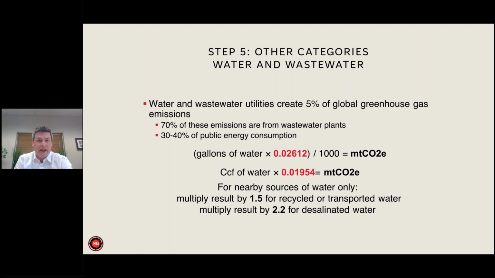I live by Lake Erie. I don't have to transport water very far to get to my house. However, if I lived in New York City, I'd have to multiply numbers in this equation by 1.5 because I'd be getting my water from 300 miles away on the New York City aqueduct. That's very important to keep in mind because that takes pumps and electricity to transport that water. Not as many because it's mostly gravitational in New York, but other places it takes a lot more electricity. And if you're desalinating water, you have to multiply it by 2.2. If I'm in Dubai and I don't have green power and I'm burning oil to desalinate water, that's a much larger carbon footprint than just pumping it out of Lake Erie.